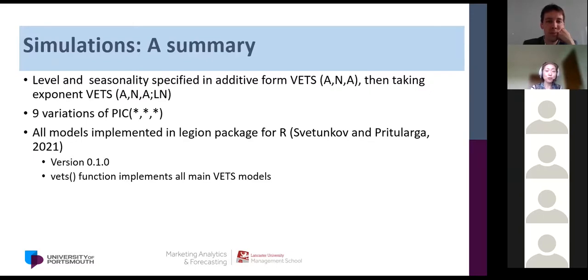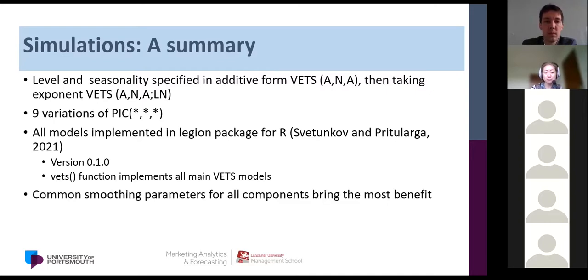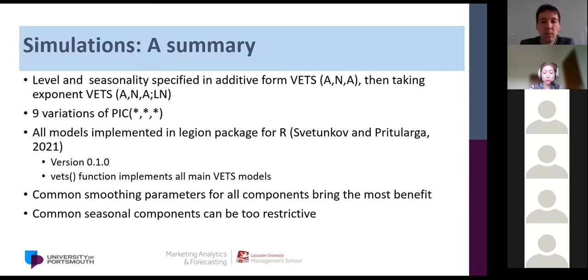And instead of showing you lots of tables, I thought I'll just give you some key findings and insights from the simulations, because then we can move on to the empirical analysis. So what we found from the simulations was that it was the most beneficial to apply common smoothing parameters for all components. So certainly it was beneficial for seasonality, but it was beneficial for applying common smoothing parameters for level as well. And we also found that not all elements of the PIC may be beneficial.